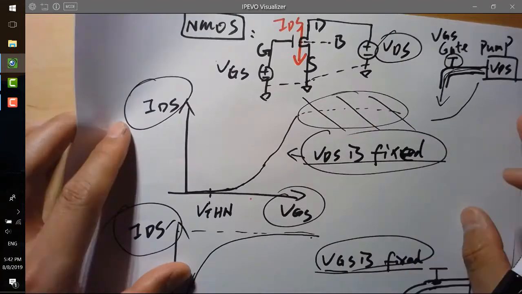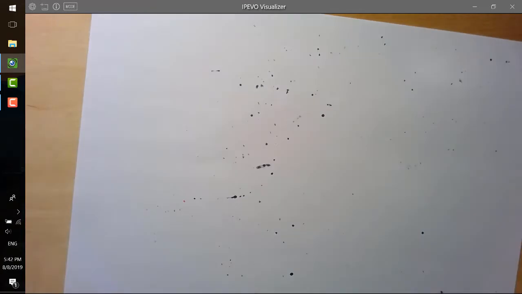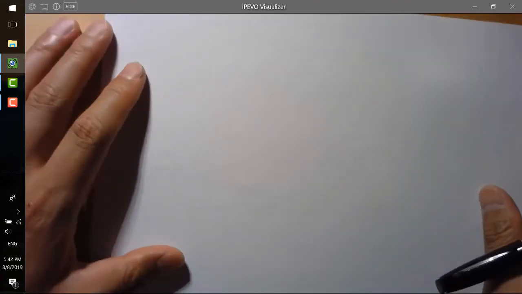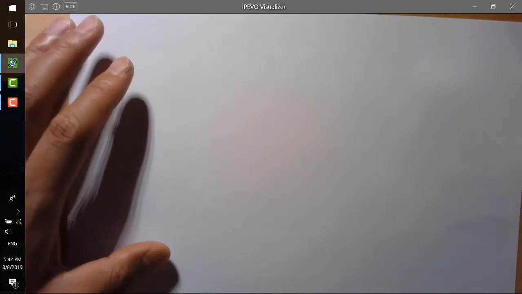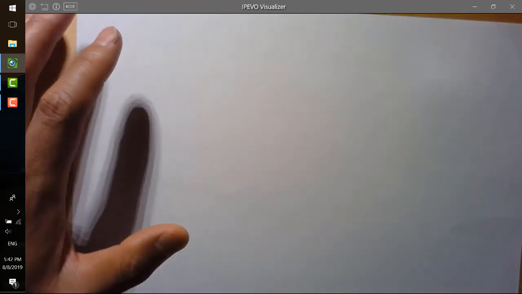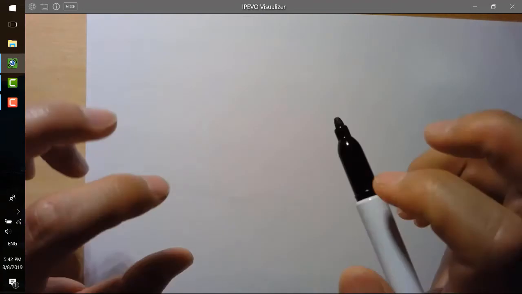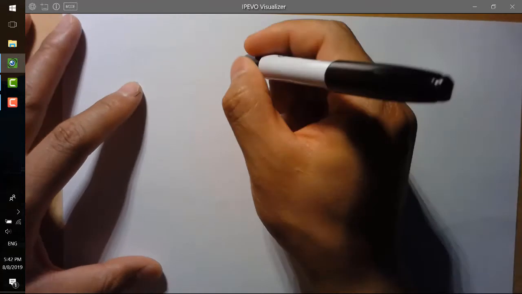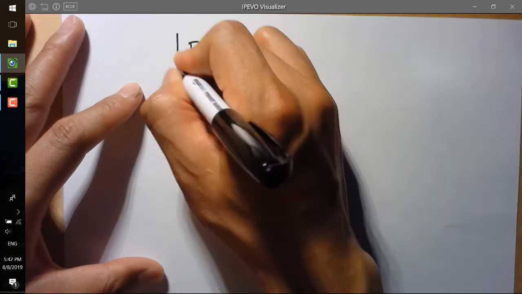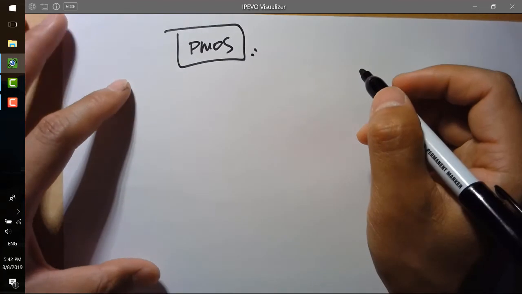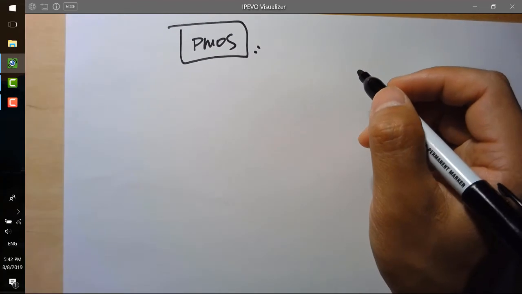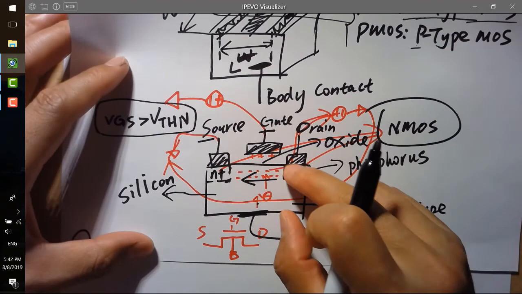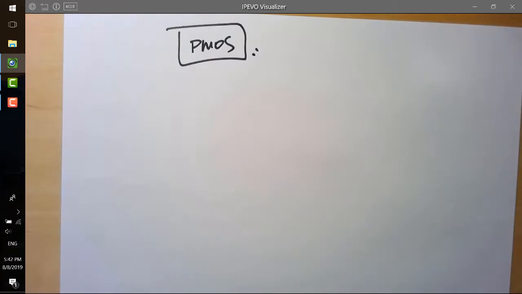So this is the IV curve for the NMOS, and we're going to take a look at the IV curve for the PMOS as well, which is a complementary part to form a CMOS logic, right? Remember that CMOS is complementary MOSFET, and one is NMOS, another one is PMOS. So for PMOS, similarly, instead of having N-type semiconductor material over here, you should have a P-type material.